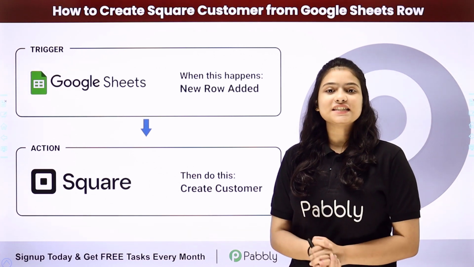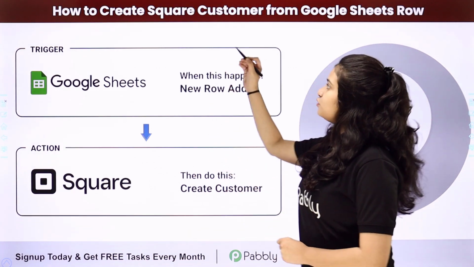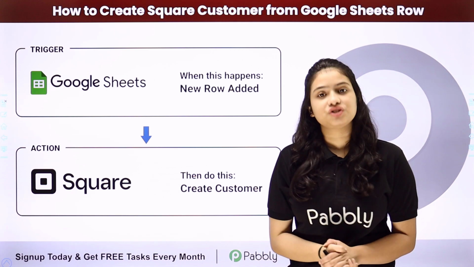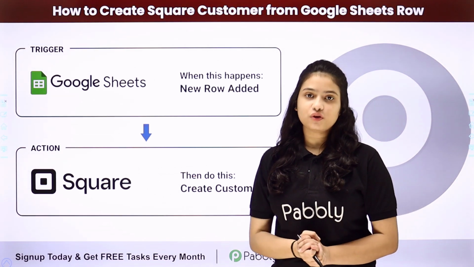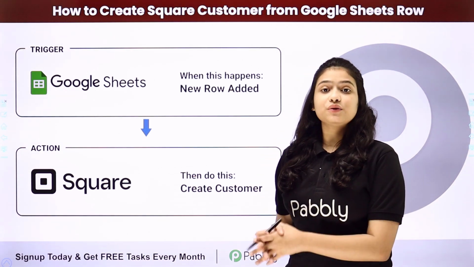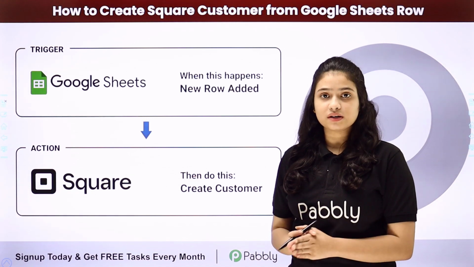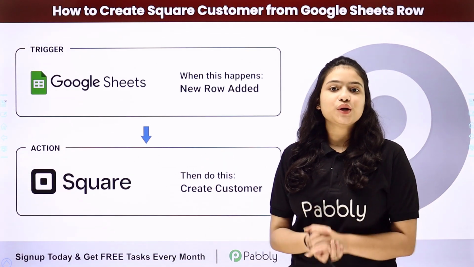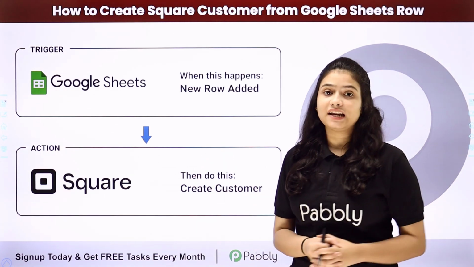Hello everyone, in this video we are going to learn how to create Square customers from Google Sheets. Suppose you have the data of your customers in your Google Sheets and by using the same data you want to create a new customer in Square. So how are we going to do this process automatically and effortlessly?